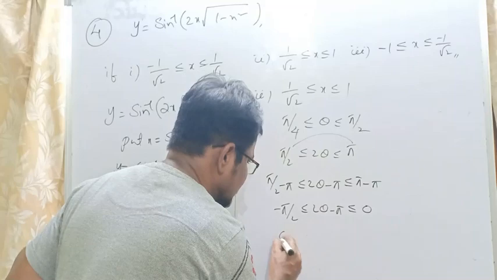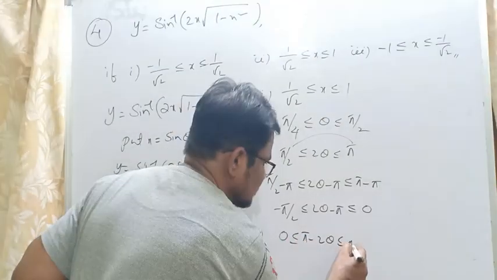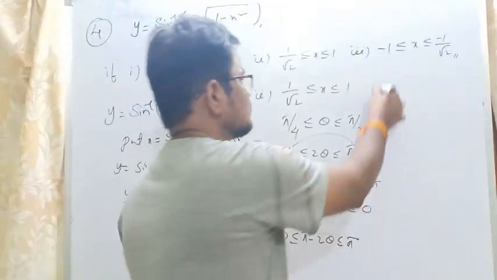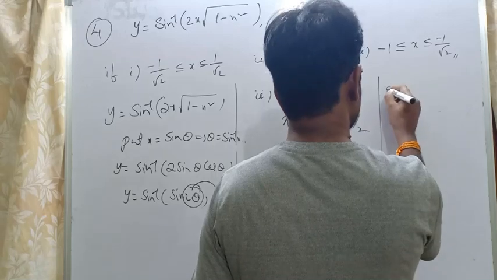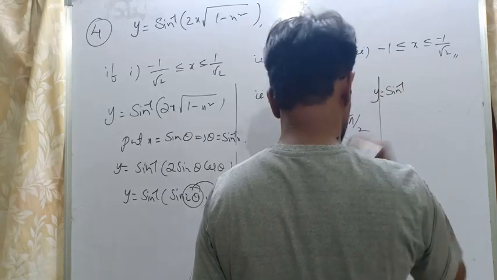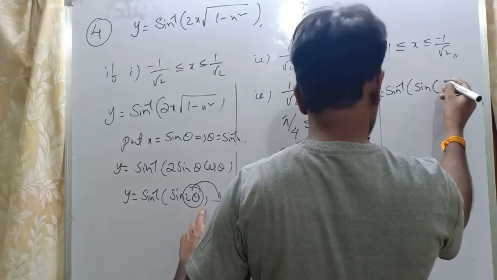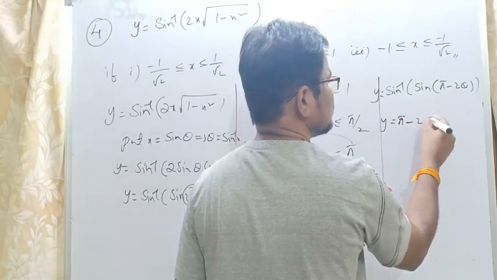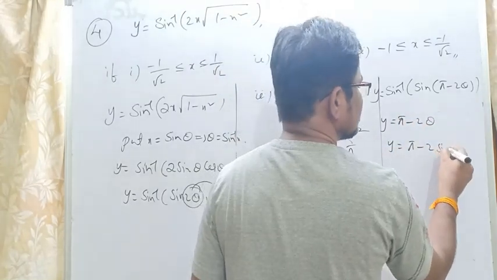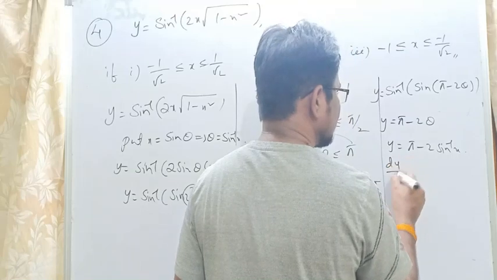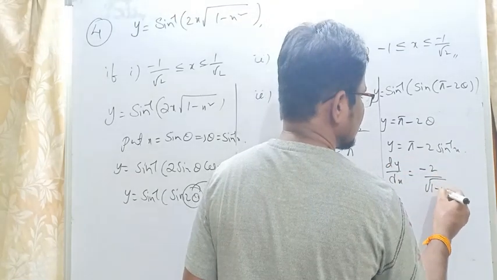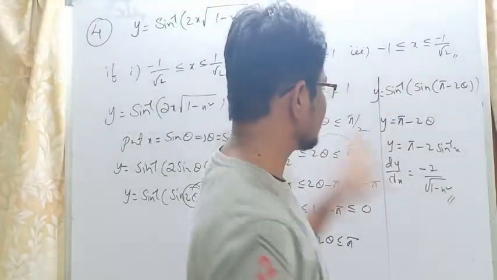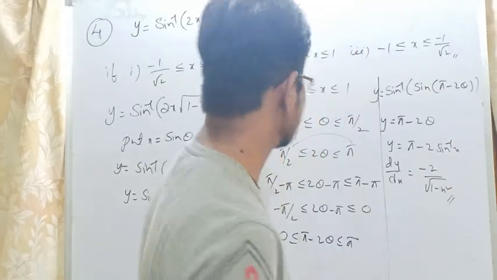So that's why multiply with minus: 0 less than or equal to pi minus 2 theta less than or equal to pi by 2. And now replace this 2 theta by pi minus 2 theta. So sine inverse of y equals sine inverse of sine of pi minus 2 theta. And now y equal to pi minus 2 into sine inverse x. Differentiating with respect to x on both sides, dy by dx equals minus 2 by root of 1 minus x square. So whenever this condition is given, the differentiation of the given function is minus 2 by root of 1 minus x square.